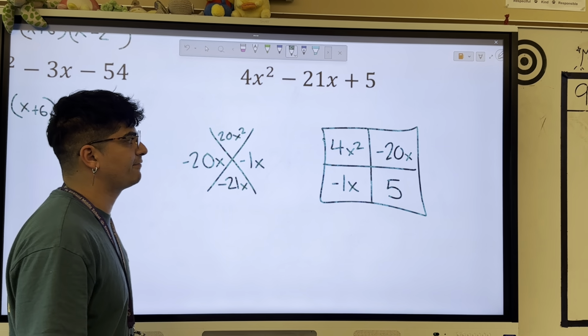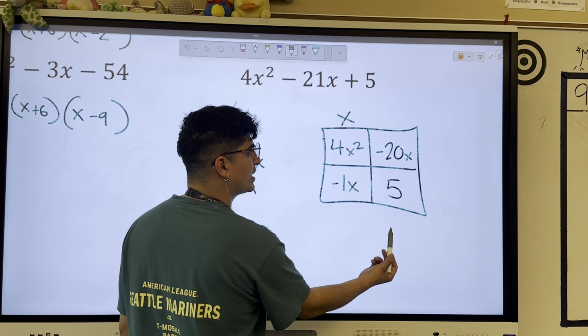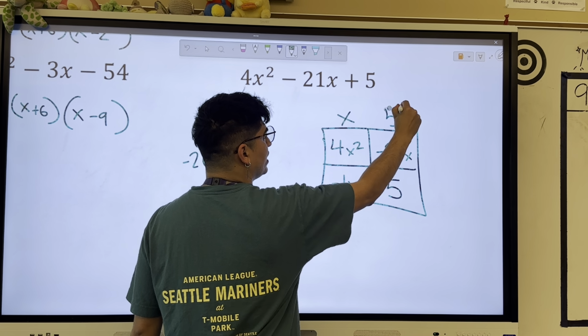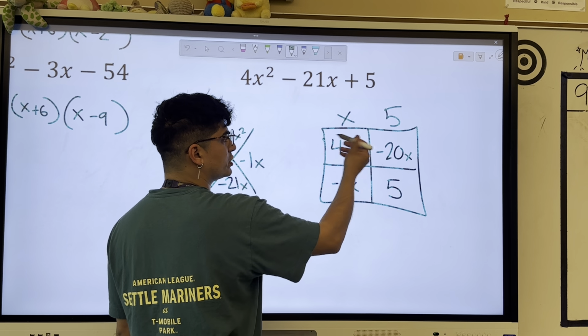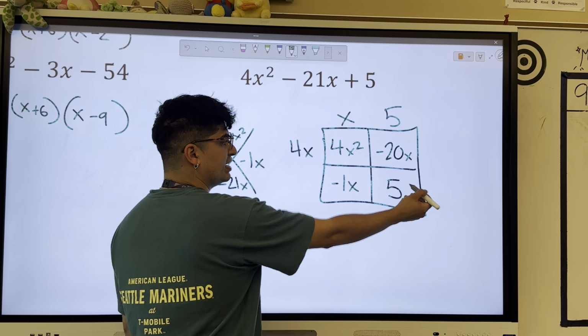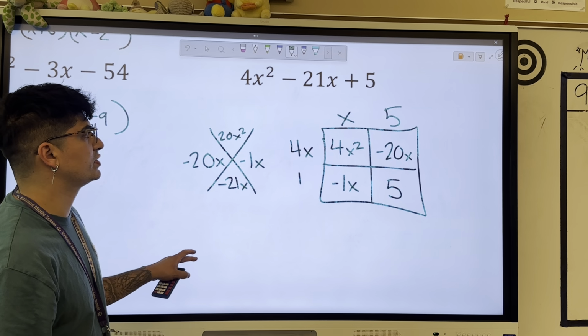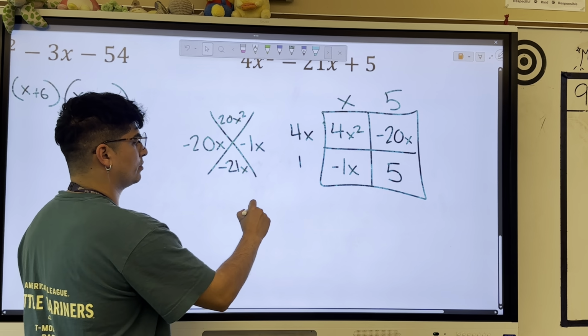All right, what can I factor out? I can factor out an x going this way. I can factor out a 5 going this way. Going this direction, I can factor out a 4x. And finally, going this way, I can factor out a positive 1. So in this case, the final answer would have been 4x plus 1 and x plus 5.